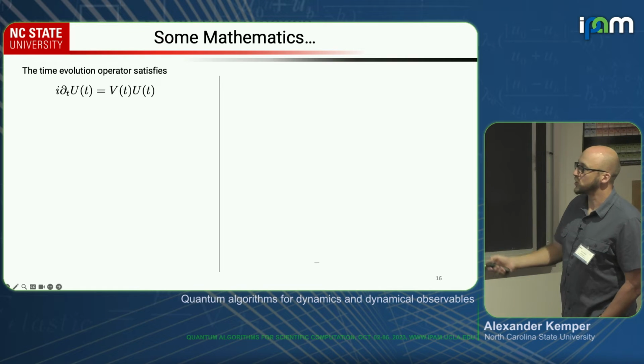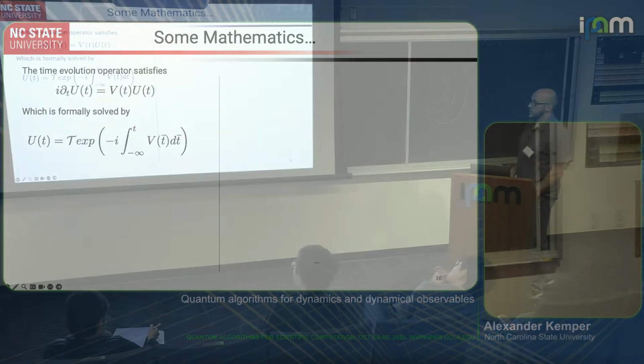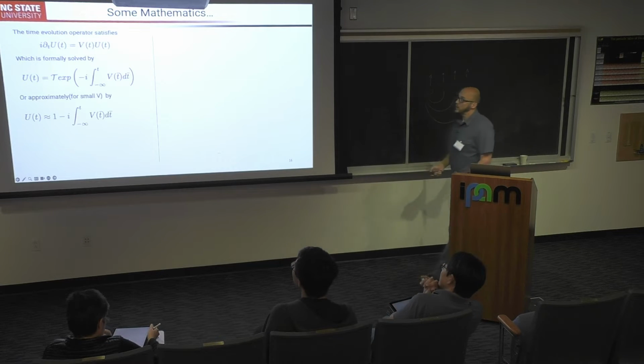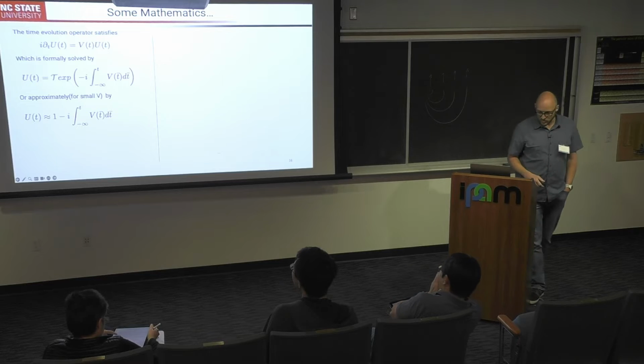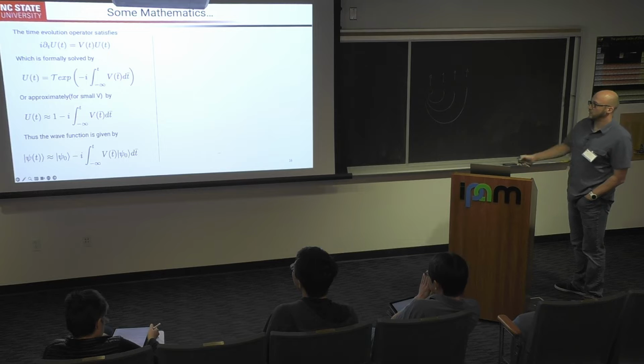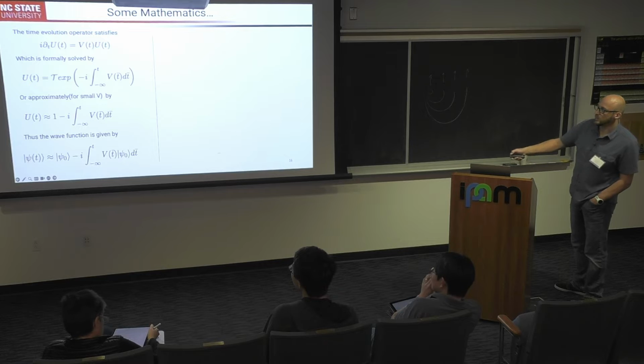We know what our time evolution operator in the interaction picture looks like. Formally, we can solve it by time-ordered integration, or if V is small, then I can approximate this and just take the first-order term. Now, if I apply this to my wave function, I get my initial wave function back plus a bit that is proportional to my small V.